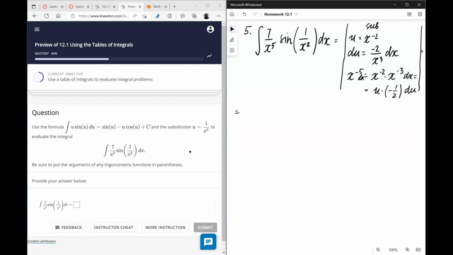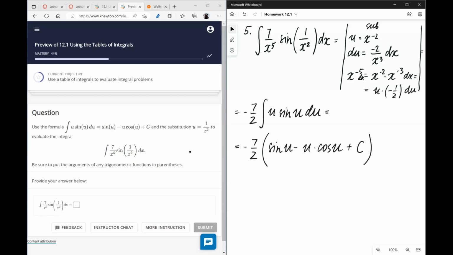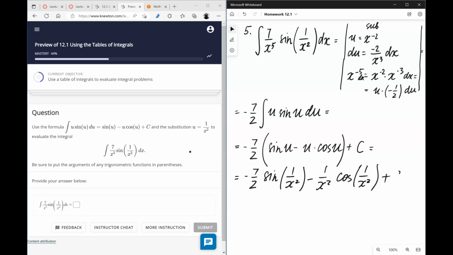So the whole integral now becomes -7/2 integral of u sine of u du. And according to the formula that they suggested, this is going to be sine of u minus u cosine u plus c. Actually, plus c can be outside. And the final answer is -7/2 sine of 1 over x squared minus 1 over x squared cosine of 1 over x squared plus c. That's the answer.